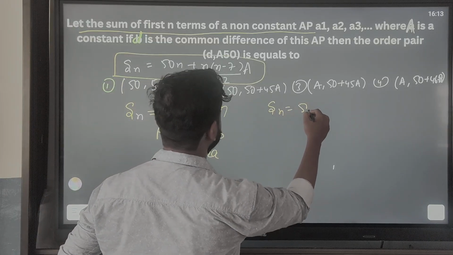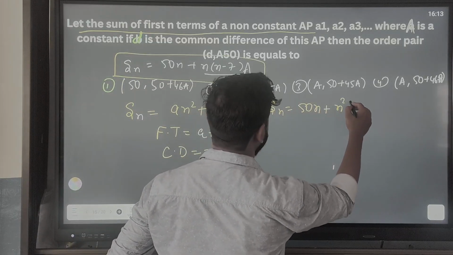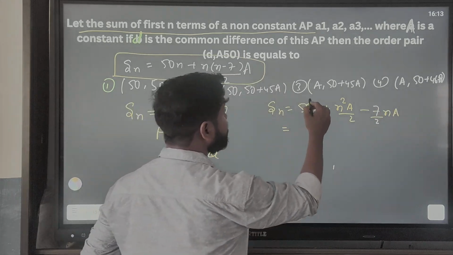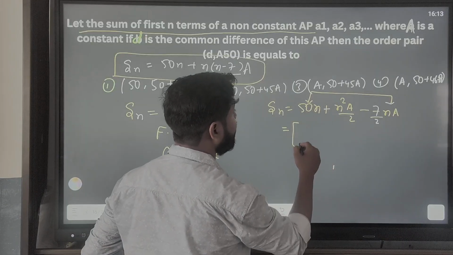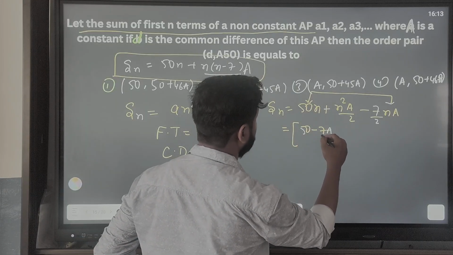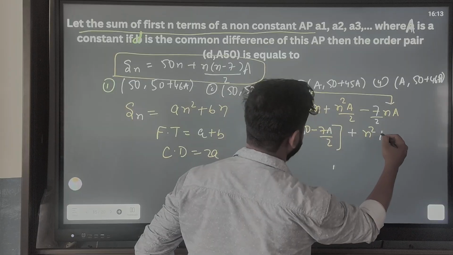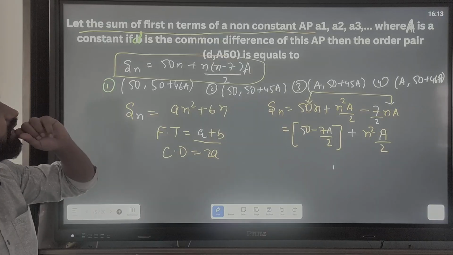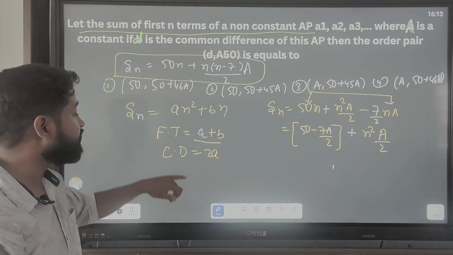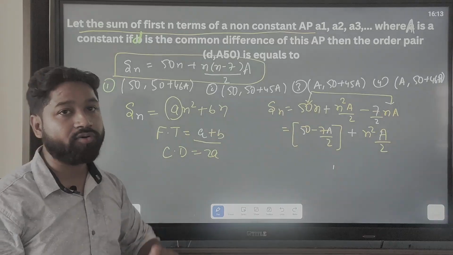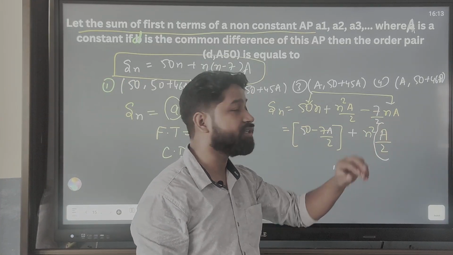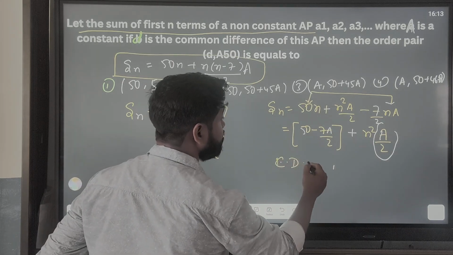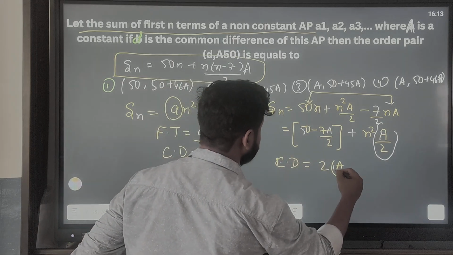If we simplify, that is 50n plus n into n square a by 2 minus 7 by 2 n a. Again, if I say club the n terms together, what will it be? 50 minus 7a upon 2 plus n square a upon 2. Now just do the comparison. By the way, what are they asking? They are asking for the common difference. What is that? Twice the coefficient of n square. So the common difference will be twice of this, that is a.